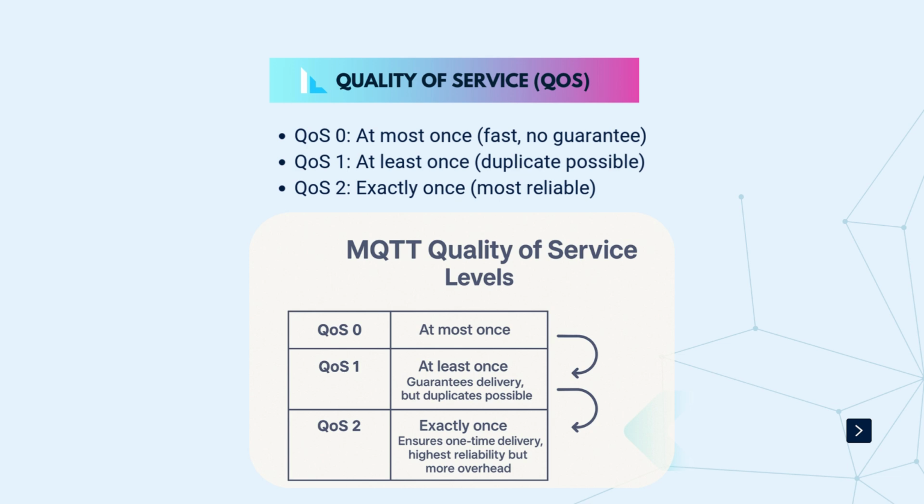This is useful for situations where data must arrive, but duplicates don't matter. For example, an alert that can be processed multiple times safely. QoS 2, exactly once. This is the most reliable but also the most resource-intensive. The broker and subscriber go through a handshake process to ensure the message is delivered exactly once. This is like handing a parcel directly to the person and signing a receipt. This is important for financial transactions or commands where duplication can cause problems, like turning a machine on or off.